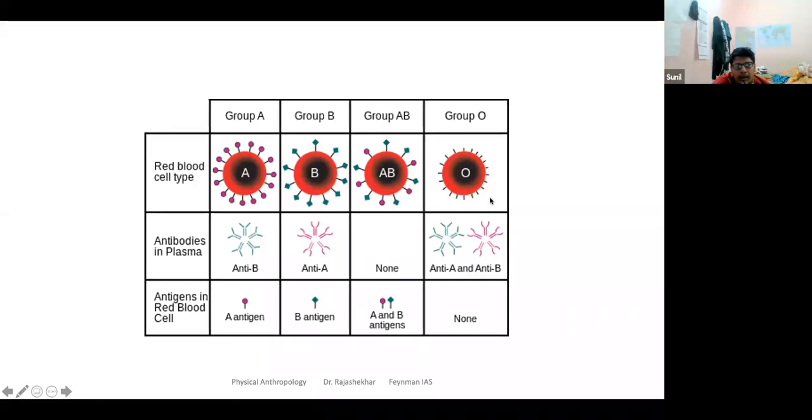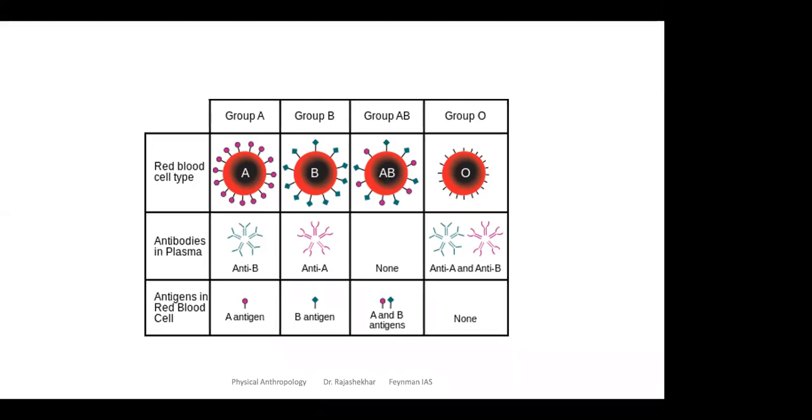There's one doubt I have. In O, we have antibody A and antibody B. If it donates to, let's say, B, which has antigen B, won't it attack antigen B because it has both anti-A and anti-B? You mean donating O to A or O to B, right? In A, let's say, anti-B is there. What will anti-B attack? Since O has both anti-A and anti-B, won't giving O to A or B attack the antigen?